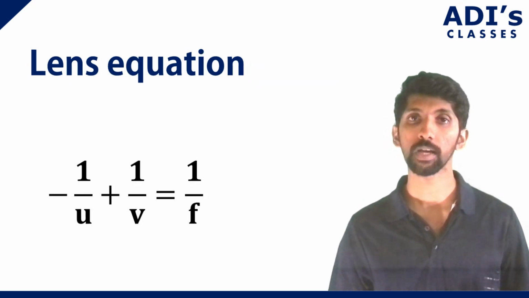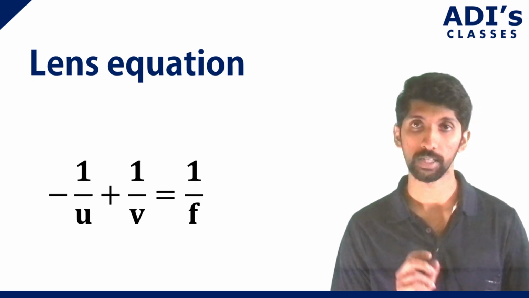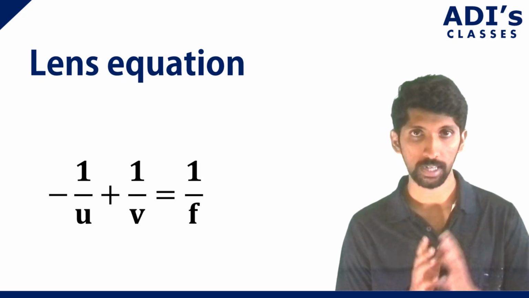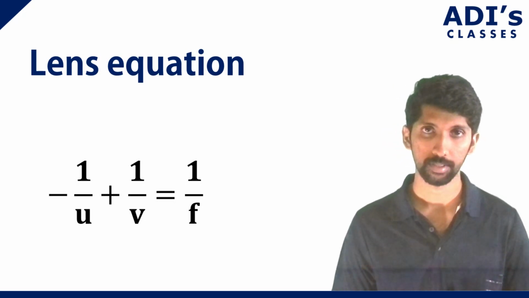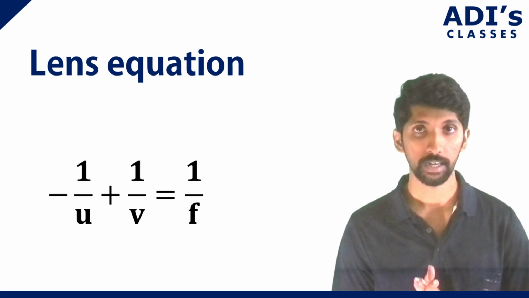Then we moved on to the lens equation. The lens equation was given by minus 1 by U plus 1 by V is equal to 1 over F. Again, this gives the relation between U, V and F, right? So this was based on all spherical surfaces, correct?